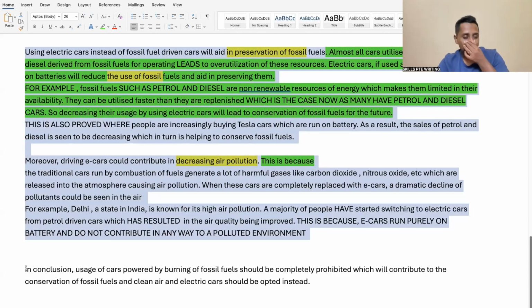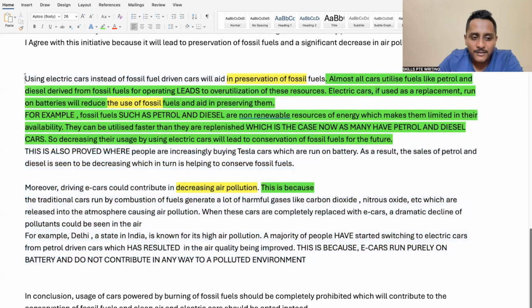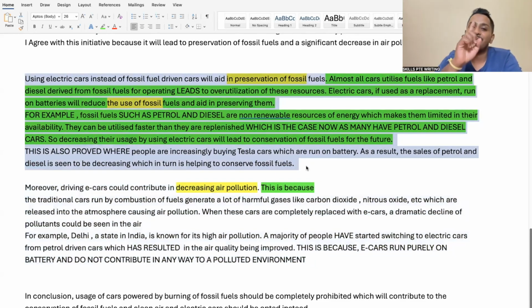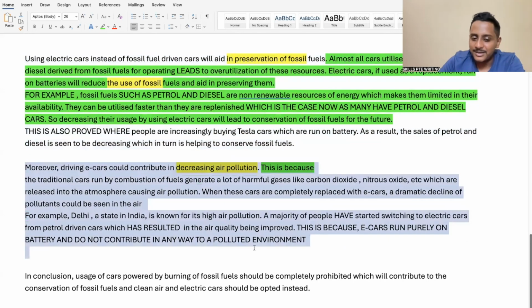What do you do in conclusion? You just go to the second paragraph, pay more attention. It's a very, very simple strategy. Whatever you have written, summarize in one sentence. Come to the third paragraph. Whatever you have written, summarize in one sentence.